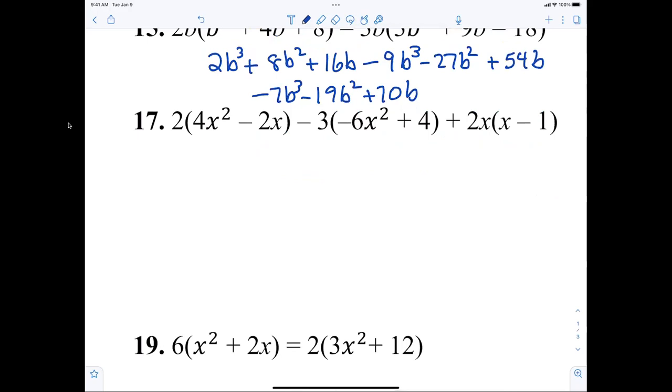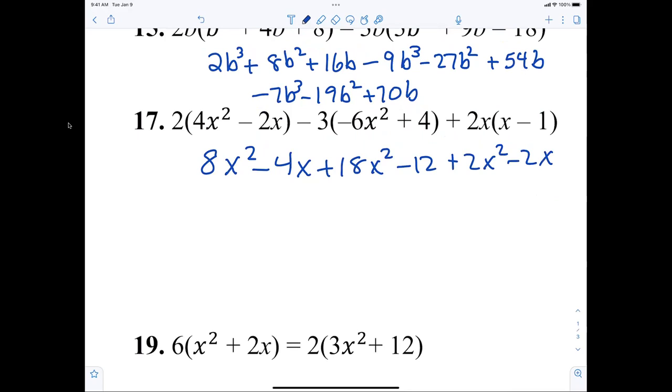So would it be 8x squared minus 4, plus 8, minus 12, 2x squared, minus 2x. Amazing.